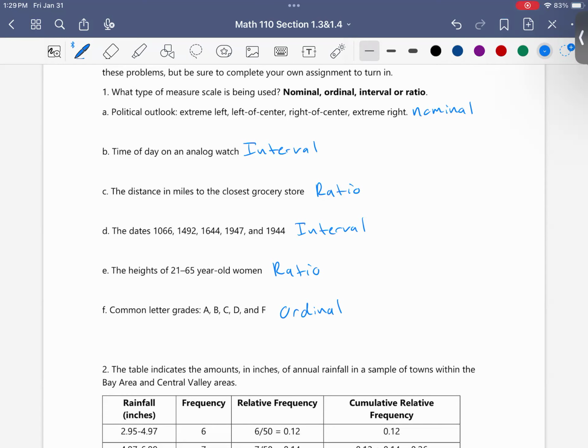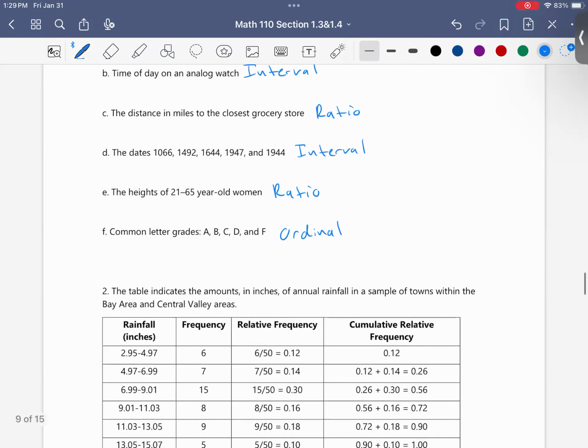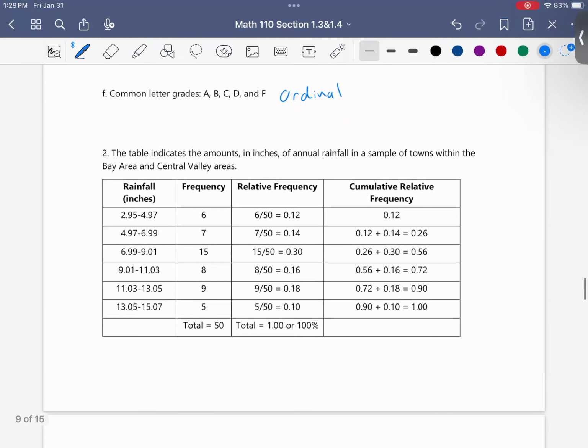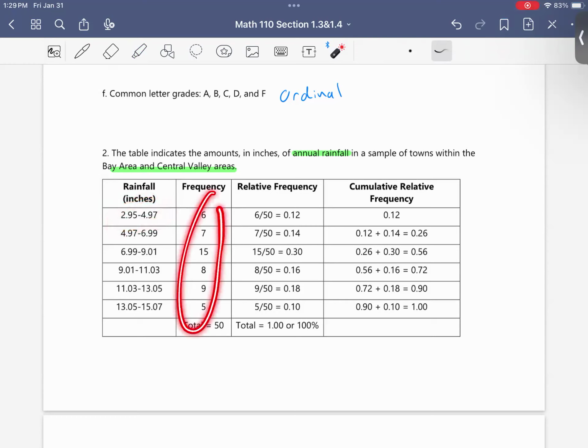Let's go ahead and look at number two, an already created frequency table. So for number two, the table indicates the amount in inches of annual rainfall in a sample of towns within the Bay Area and Central Valley areas. Okay, so we're given rainfall within ranges. We are given frequency of towns that fall within those rainfall ranges.